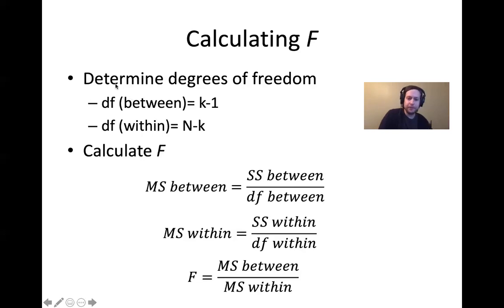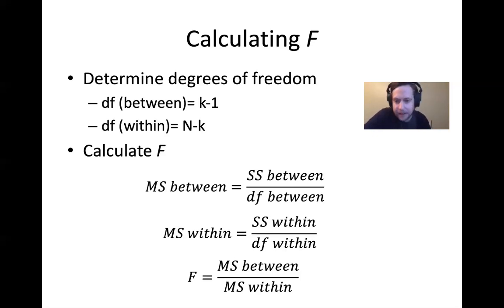Something called degrees of freedom between, also known as degrees of freedom numerator, meaning the top part of the ratio, and degrees of freedom within, which means the bottom part of the ratio, degrees of freedom denominator. The formulas for these are shown here. K minus 1, where K is the number of groups or conditions. For our current example, that would be 3 minus 1, which equals 2. So our degrees of freedom between would be 2.